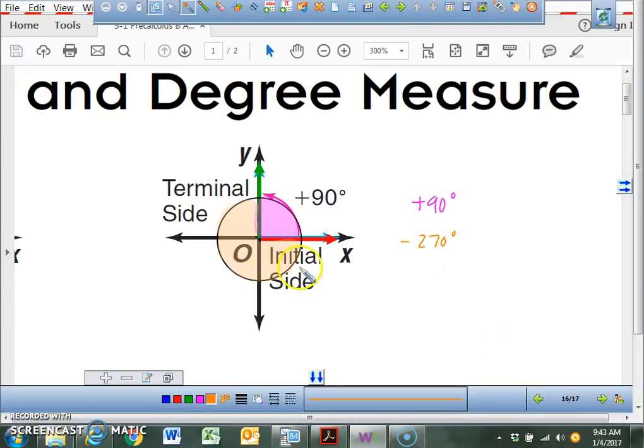The negative 270 is if we went this direction, the clockwise direction. So remember, clockwise means you're going in a negative. Counterclockwise means you're going in a positive. Don't think of time. This is not dealing with time and rotating of a clock, okay? It's just telling you the direction of the angle that's being created.